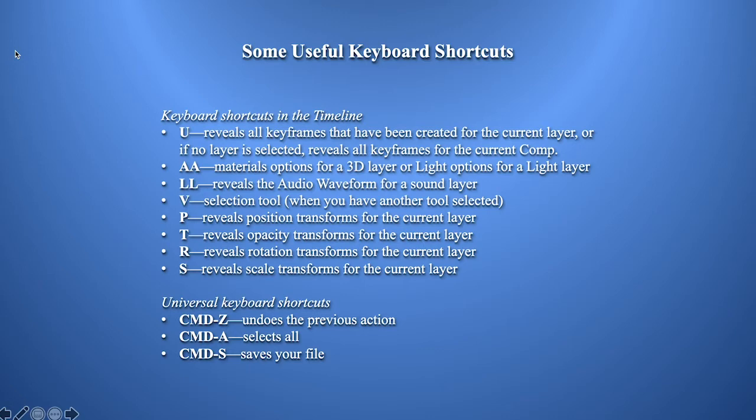Pressing P reveals position transforms for the current layer. T reveals opacity transforms for the current layer. R reveals rotation transforms for the current layer. S reveals scale transforms for the current layer.